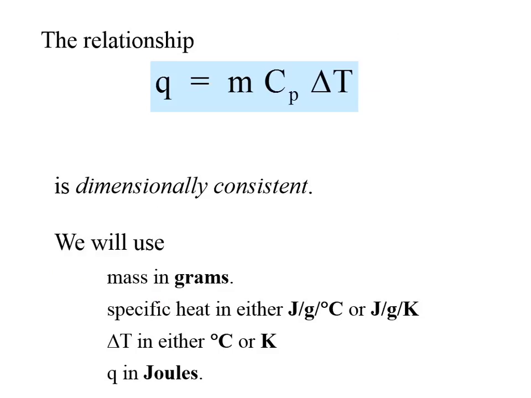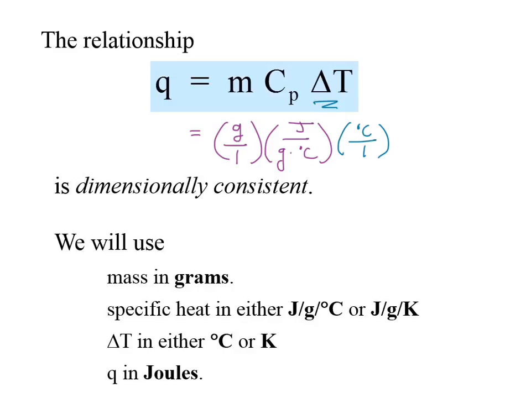So we're all about at least dimensional analysis. Dimensional analysis means making sure your units work. So I'm going to plug in a unit for mass. I'm going to put grams over 1. The unit for specific heat is joules per gram degrees Celsius. And for delta T, I'm going to put degrees Celsius over 1.